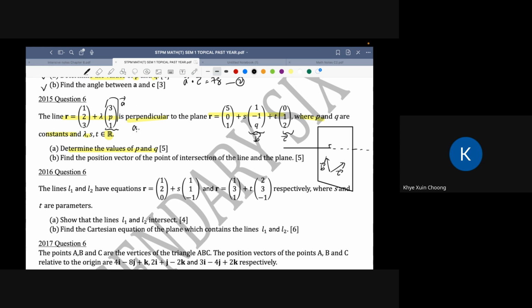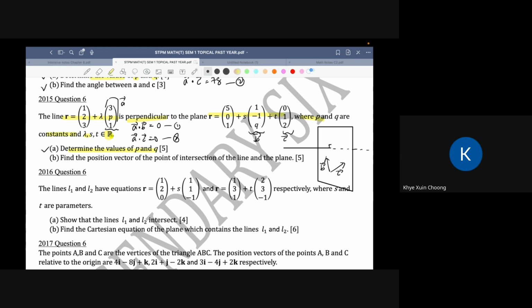If you use A to dot product with B, you get 0. If you use A to dot product with C, you should also get 0. From these two equations, you should be able to solve for P and Q, because you have two unknowns, so you need two equations to solve for it. Okay, so if you solve this, you get 5 marks for the first part.